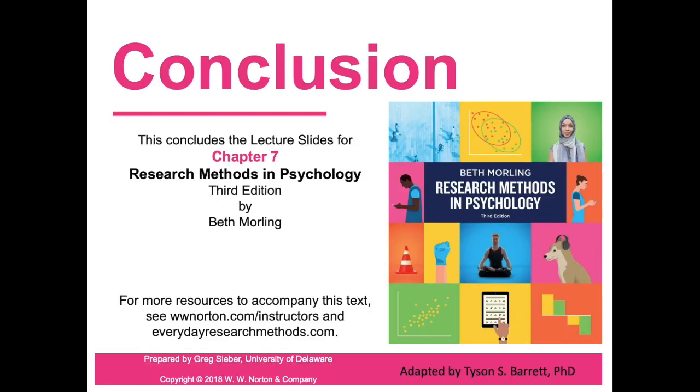So that is it for Chapter 7. I hope this was helpful, that you're understanding the difference between samples and populations and what helps the sample be representative versus a biased sample.